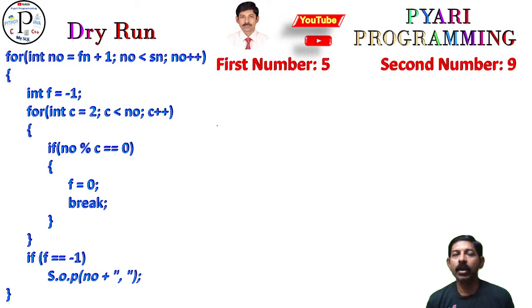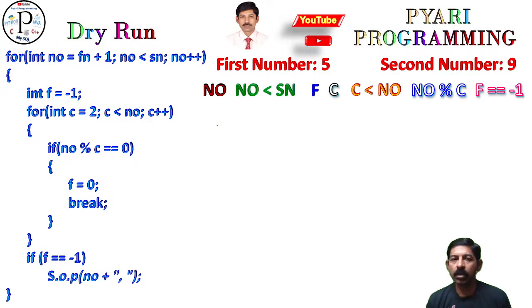Now it is the dry run. The user has entered the first number 5, second number 9. So here NO becomes 6. Why does NO become 6? Because it is given as first plus 1. Here I have given first plus 1 as my NO. So that's why NO is 6.